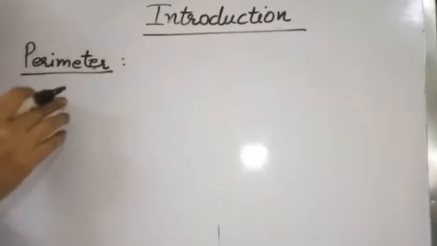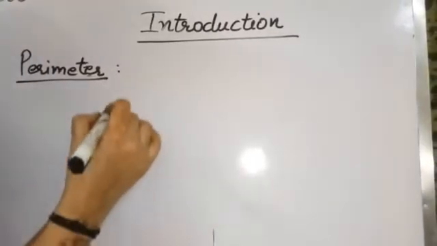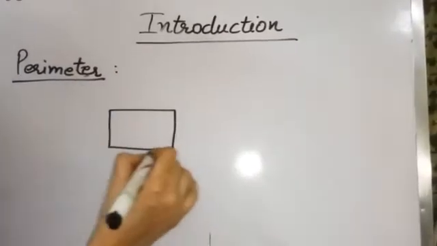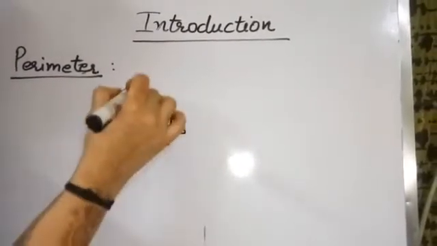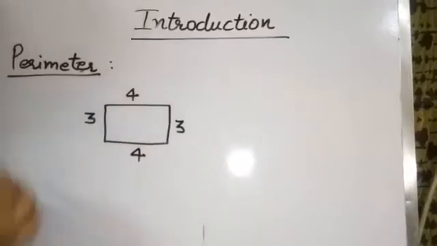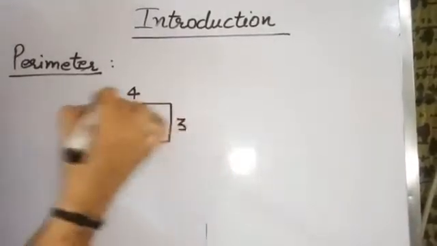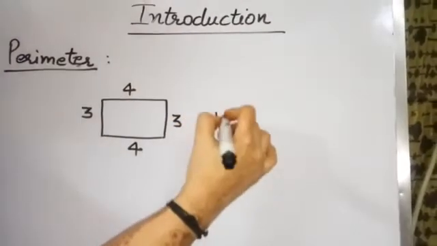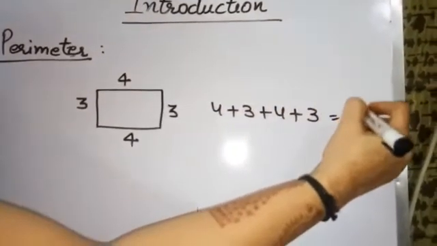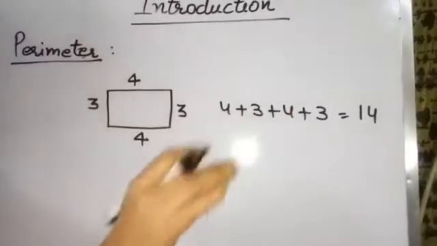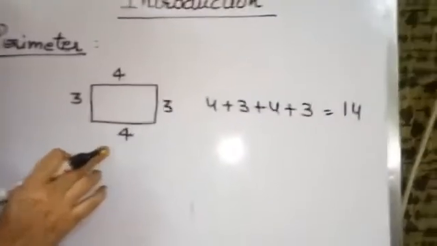Now the perimeter, like I am taking this rectangle. The boundary lengths of this rectangle are given to us: 4, 3, 4, 3. Now what is the perimeter of this closed figure? The sum of the boundary lengths, 4 plus 3 plus 4 plus 3, that is 14 meter or centimeter, whatever the units are given in.